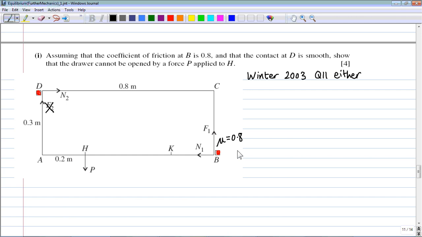Okay. Now, maybe the most important word in that whole question or sentence is this little word A. What is the significance of this word? It says A force P.